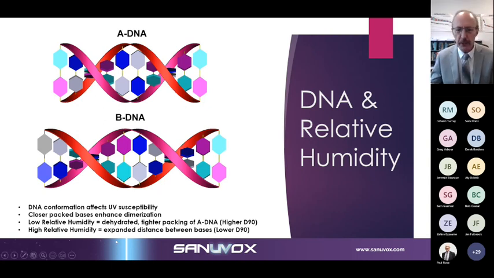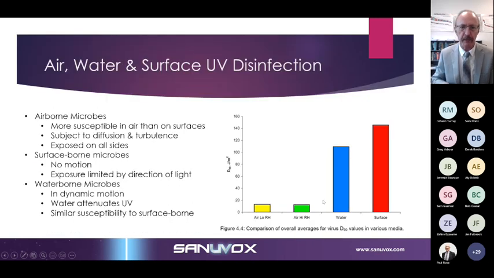At high relative humidity, when bDNA is formed from the absorption of water molecules, the DNA stretches out and the bases are more separate. As a result, it becomes more resistant and has a lower sensitivity to UV.